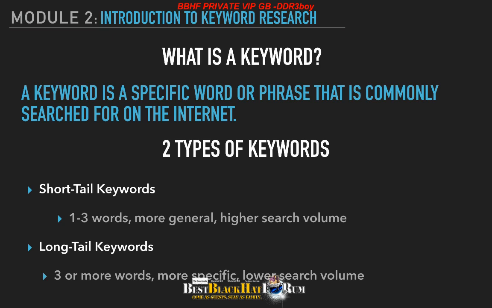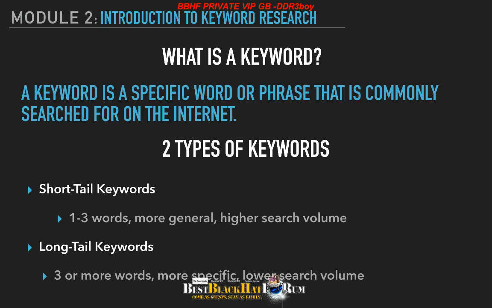And there's two types of keywords. There's short tail keywords and long tail keywords. A short tail keyword is a keyword that's generally fairly short, usually 1 to 3 words, and it's more of a general phrase. And because it's shorter and more general, typically it has a higher search volume, meaning there's a lot more people that would be searching for it.